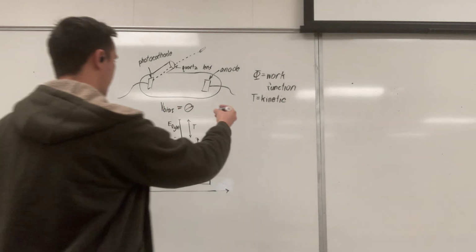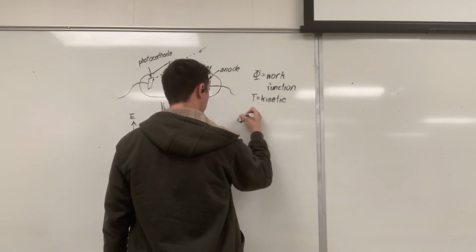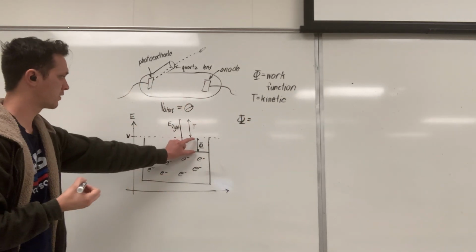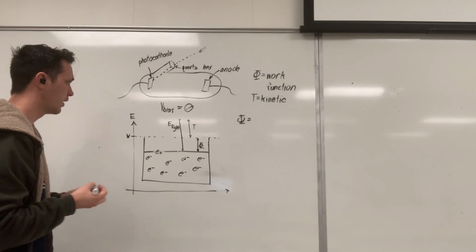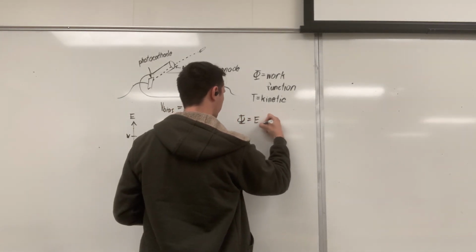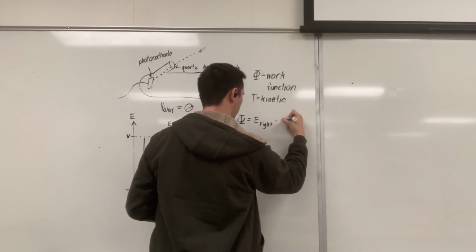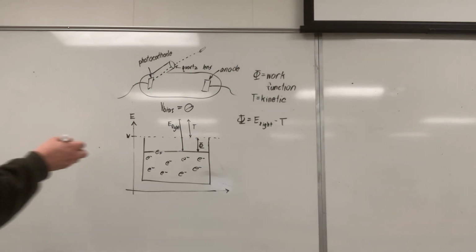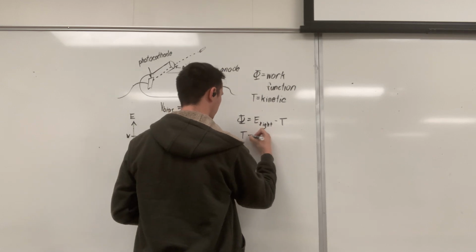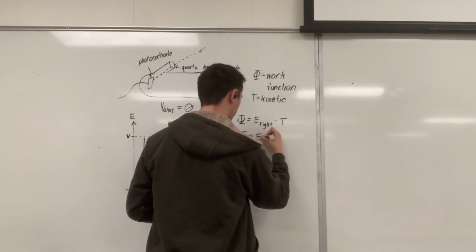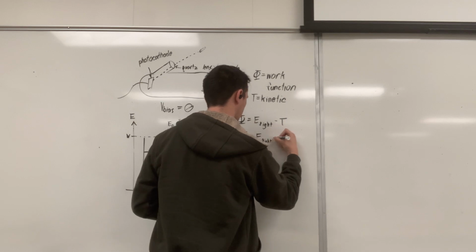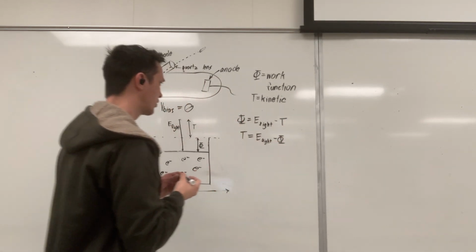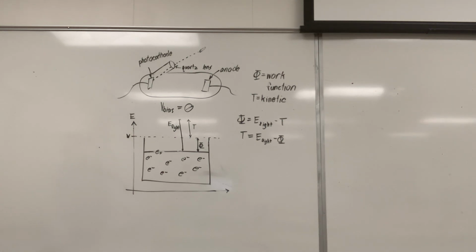So there are some very simple mathematical results to come from this. The first is that the work function, the binding energy of this lattice, is equal to the total energy of the light minus what it has left over. And if we rearrange to solve for the kinetic energy of the electrons, then we obviously have T equals the energy of the light minus phi, the work function of the lattice. Okay, so we're going to use that result later.